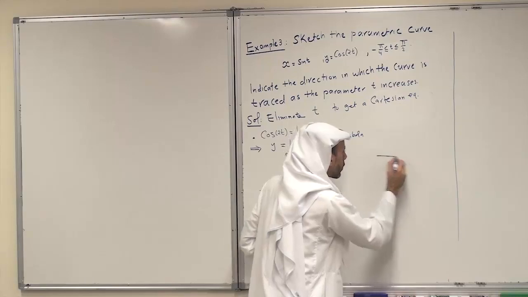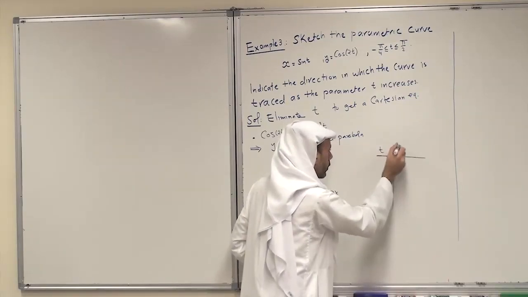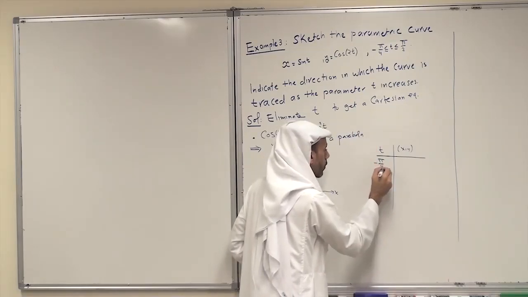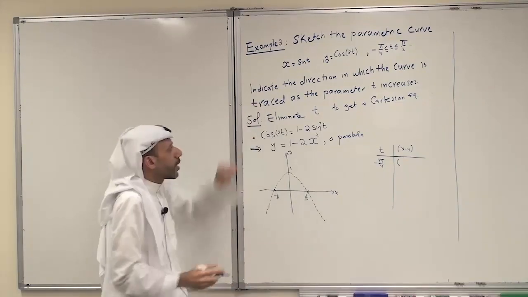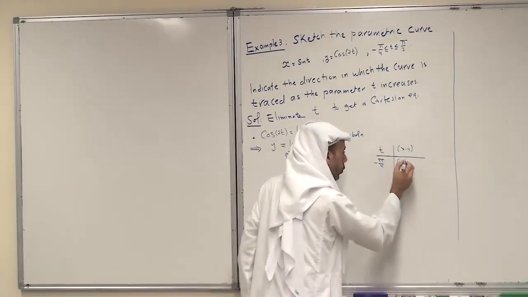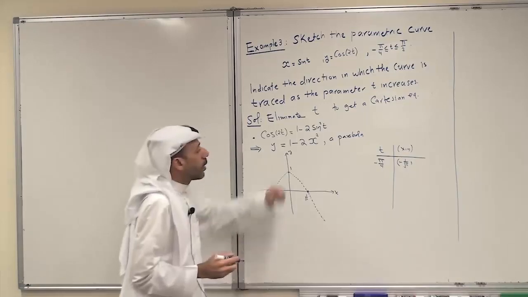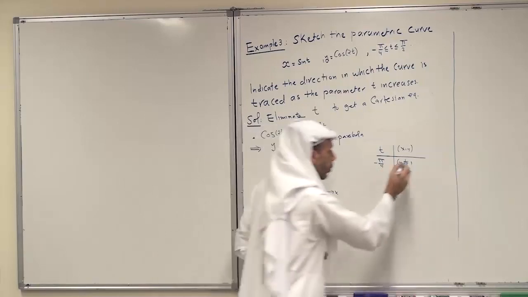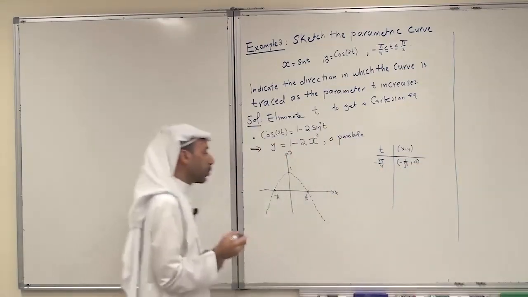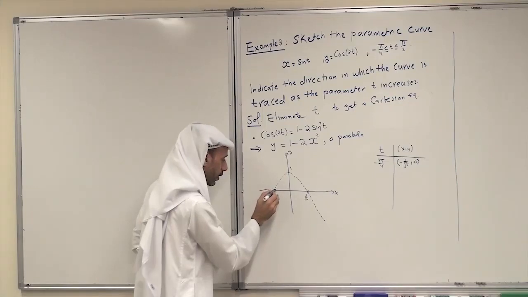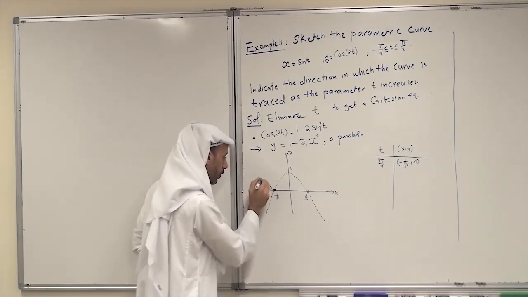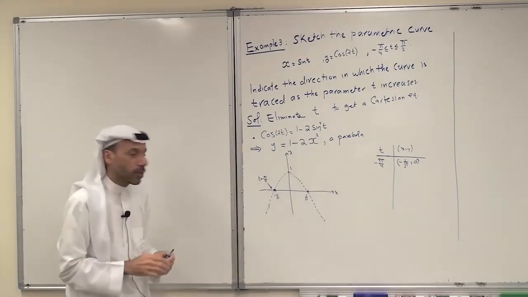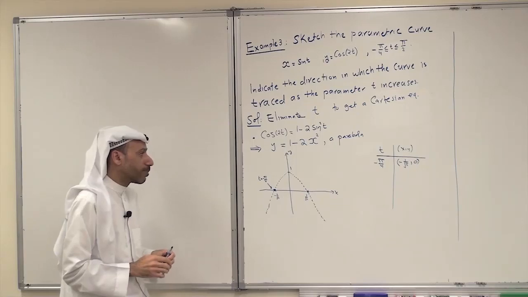So it takes a few values of t and x, y. You start with the initial, which is minus pi over 4. When you substitute, sine of minus pi over 4 is minus 1 over root 2. Cosine of 2 times minus pi over 4, cosine of minus pi over 2, is 0. So you have this point, the first x-intercept. This is t equals minus pi over 4. So this is really the initial point in the curve.